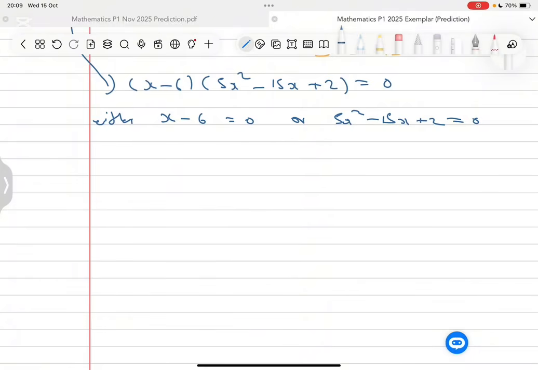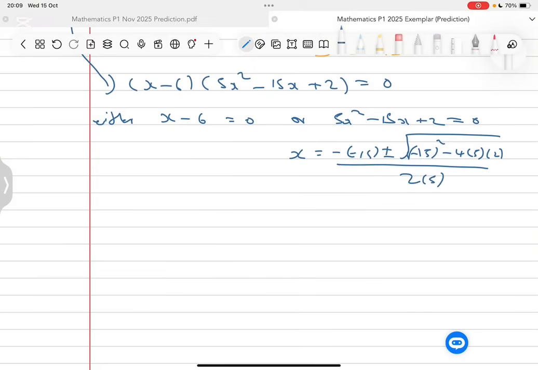I'll focus on this side. This side, we're going to have x equals negative b, so 15, plus or minus the square root of negative 15 squared minus 4, where a is 5 and c is 2, all over 2 times a, which is 5. Then we're going to punch a calculator to find these values of x.